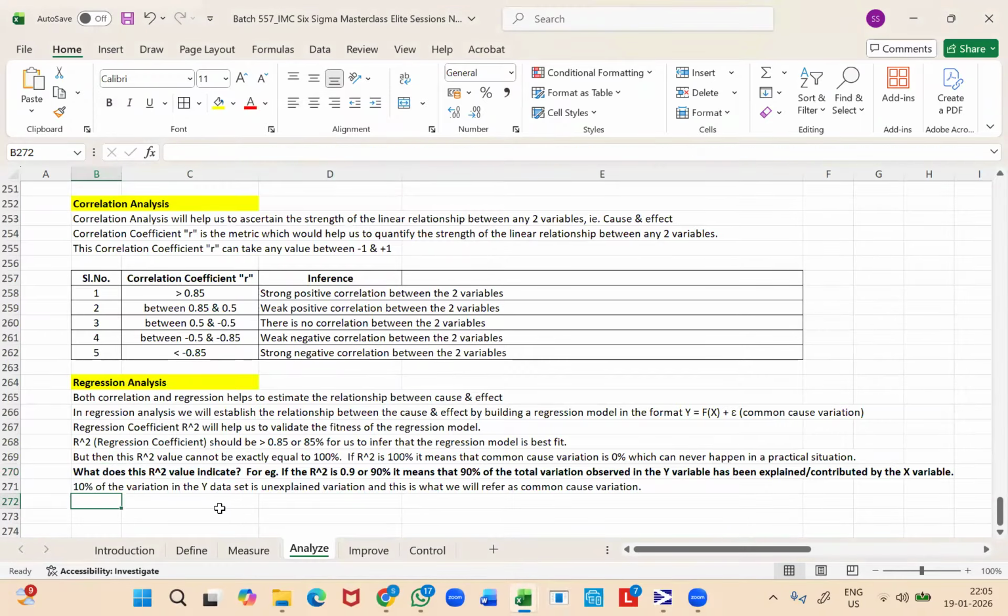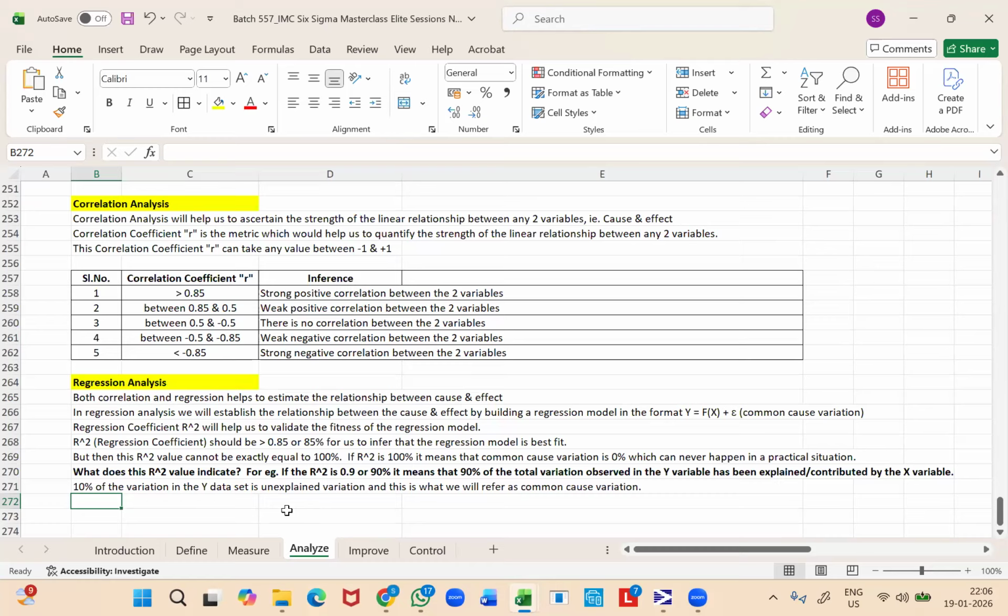Fine. So as I said, when the R square value is 0.9 or 90%, it means that 90% of the total variation in the y variable has been explained or contributed by the x variable. And 10% variation in the y data set is the unexplained variation. This is what we refer to as common cause variation, and it will be quantified and represented as epsilon in that regression equation. So that's why I told you epsilon can never be equal to 0 in a practical situation.